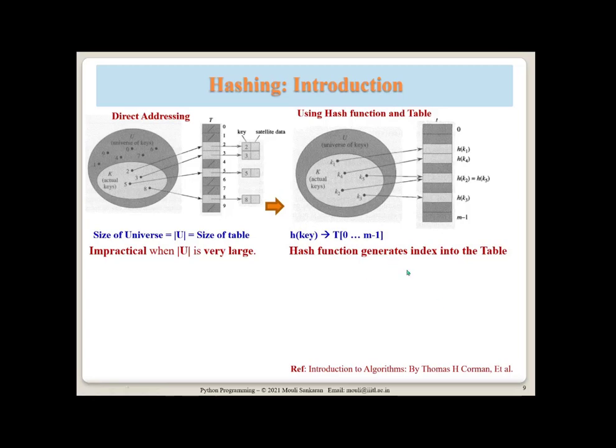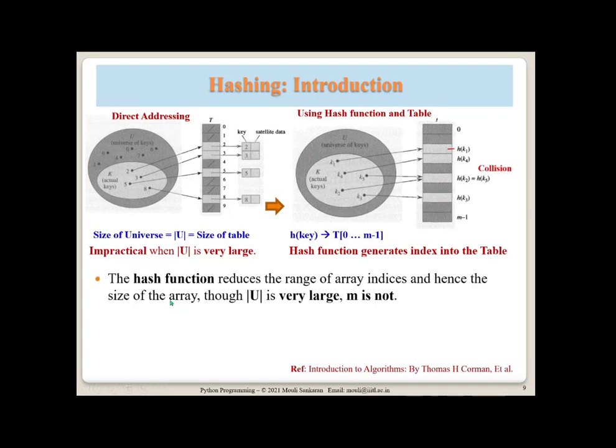The hash function generates an index into the table, which in turn points to the object. Remember, the key is different from the actual content of the object, because based on the actual content, the keys are generated. So you may have a collision here. The hash function reduces the range of array indices and hence the size of the array, which is very large. The size of the universe is very large, but m is not.